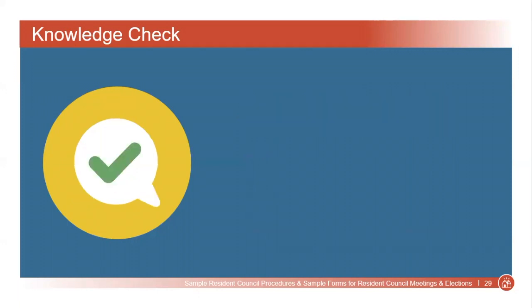If you chose C, 45 days, you got it. The 45-day notice is a recommendation and isn't required by HUD. Some resident councils provide less notice in accordance with their bylaws or procedures.